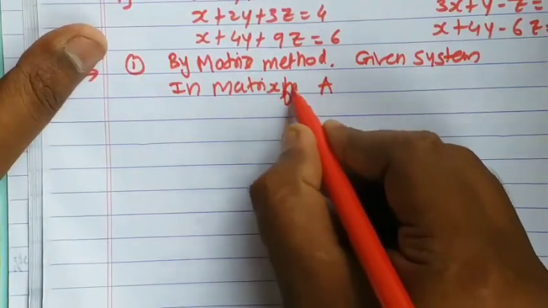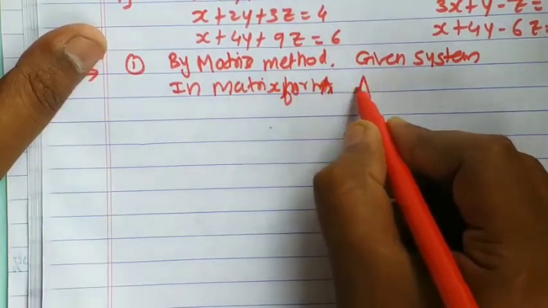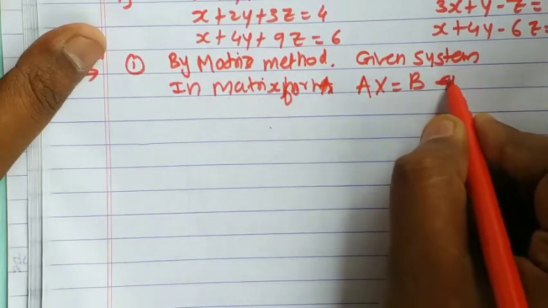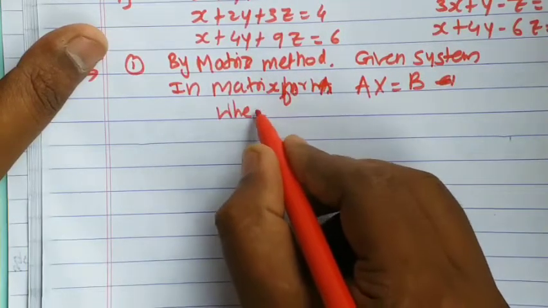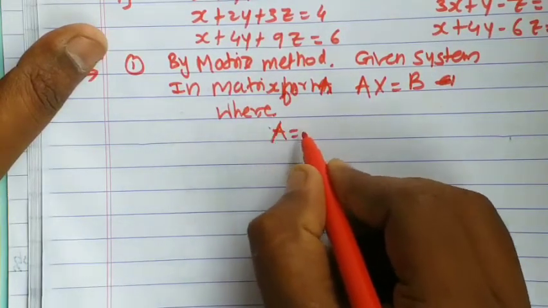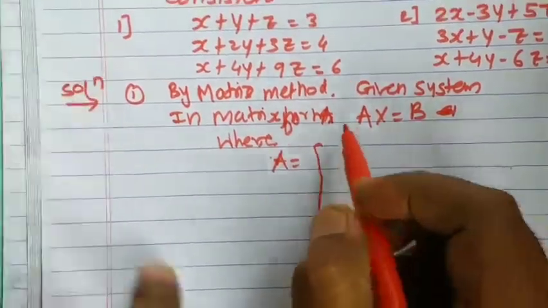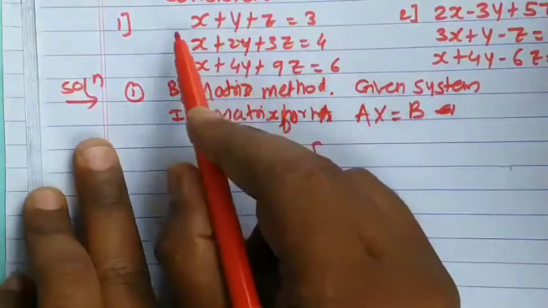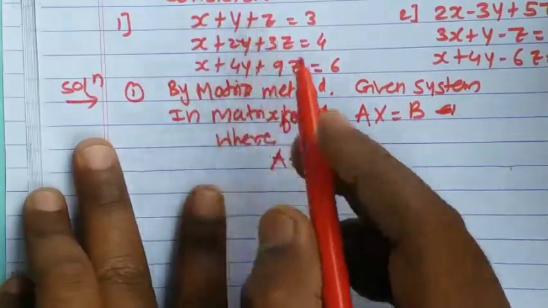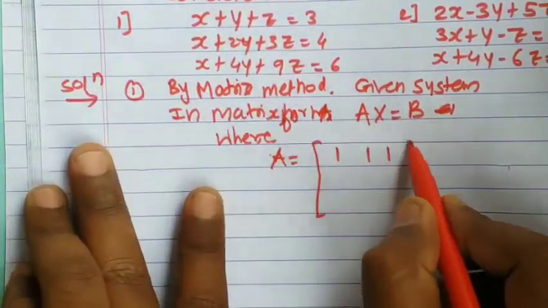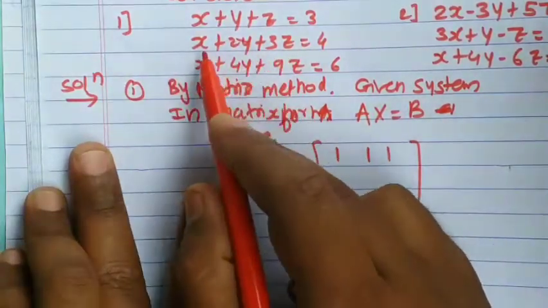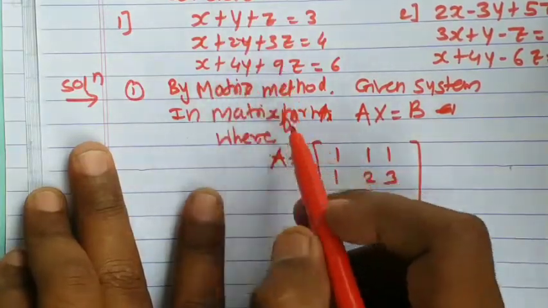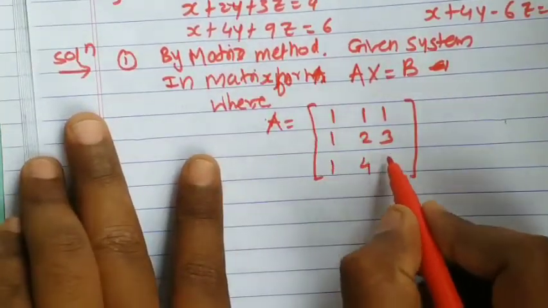In matrix form we write it as capital A x equal to b, where A is the coefficient matrix. Now let us write the coefficients of x, y, z from these equations and put them row wise. The first equation's coefficients are 1, 1, 1, all plus, so that will come in the first row. The second equation's coefficients of x, y, z are 1, 2, 3, all plus. The third equation's coefficients are 1, 4, 9, all plus.